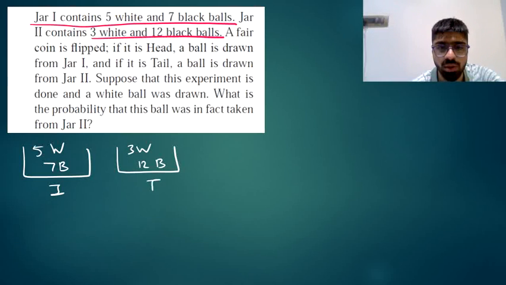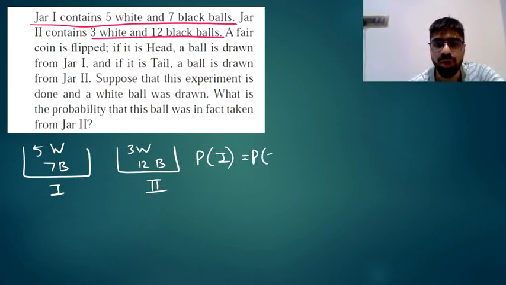Jar 1, jar 2. A fair coin is flipped. If it is a head, a ball will be drawn from jar 1, and if it is a tail, a ball will be drawn from jar 2. Now this is just a simple way of saying that the probability of jar 1 to be selected or the probability of jar 2 to be selected is going to be half. So you can say P of 1 equal to P of 2, and that will be equal to half.